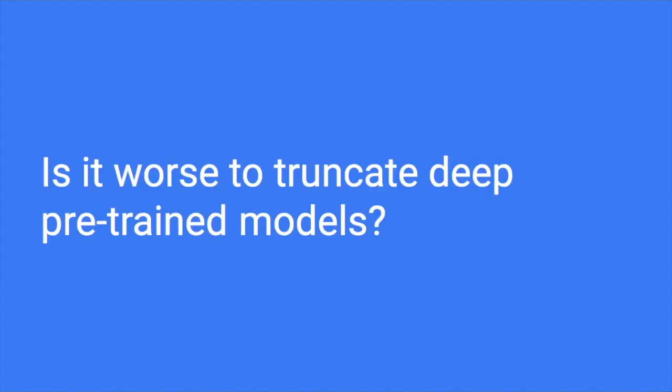So the second question: is it worse to truncate deep pre-trained models? Previously we truncated the word embedding layer only, or truncated all layers. For example, if the student is 6 layers and the teacher is 12 layers, then we truncate the bottom 6 layers of the teacher. And compared to that, if we don't truncate any weights from the teacher, we just do the pre-training and distillation, will it be better than truncating or not? It's a question we want to discuss.